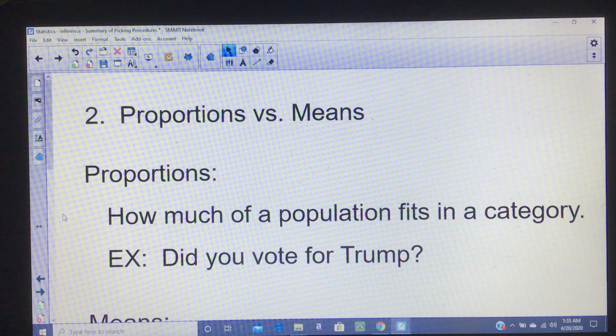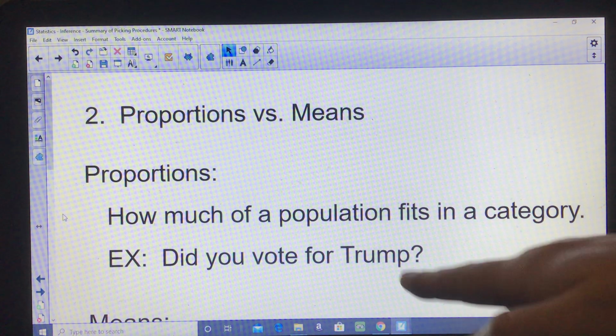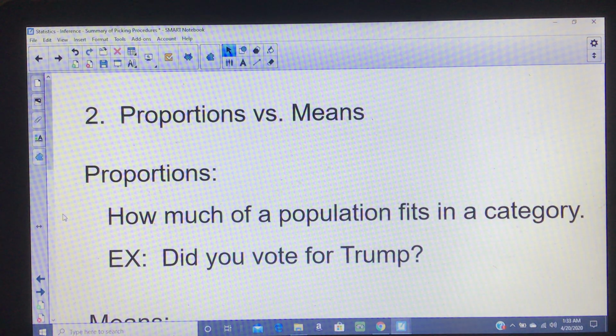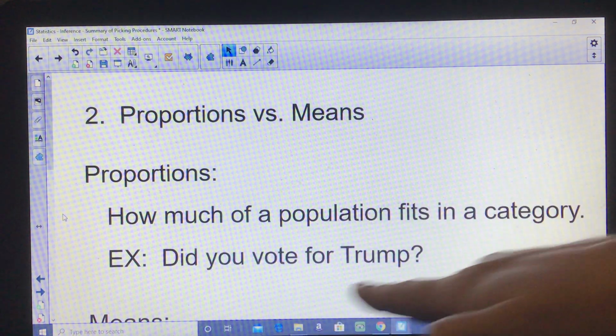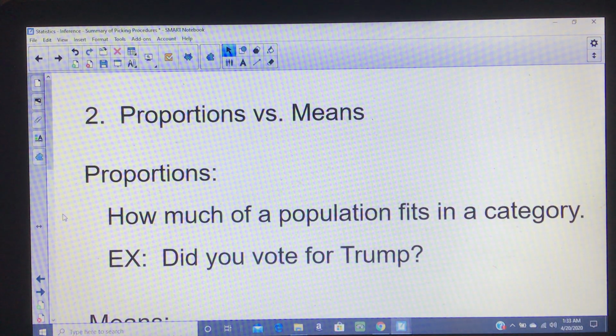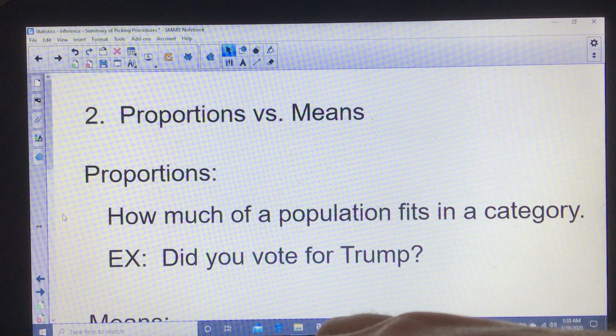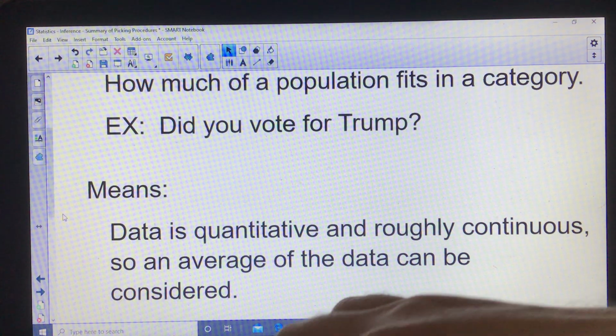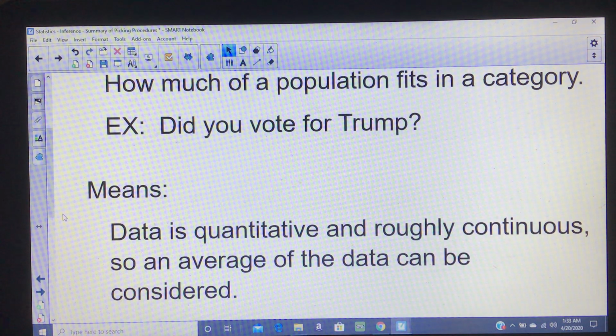So since it's categorical and there's a number that are a success and a number that are a failure, basically we'll consider voting for Trump to be success. This would be a proportions question. So we would use a proportions inference to answer questions involving something of this nature. Now, means, on the other hand, you want to check if the data is quantitative and roughly continuous.